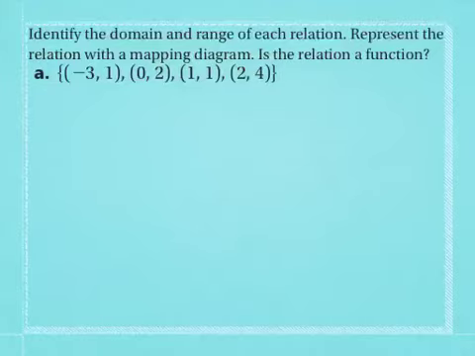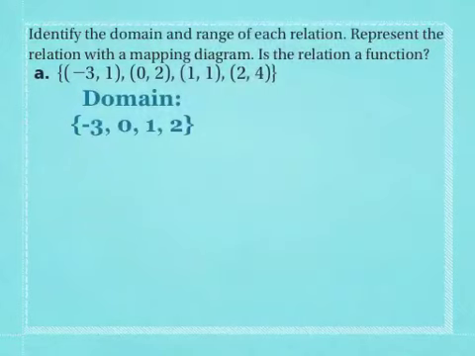The first example asks us to identify the domain and range in each relation, represent the relation with a mapping diagram, and say whether the relation is a function. First of all, we are given a relation. The little squiggly parentheses show us the relation that we're talking about. If we identify the domain, we're just going to list the x values. So the domain we would write as -3, 0, 1, and 2.